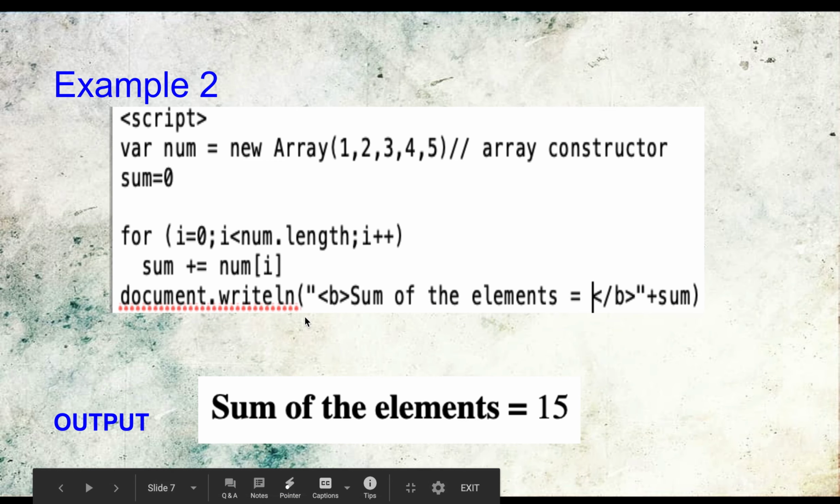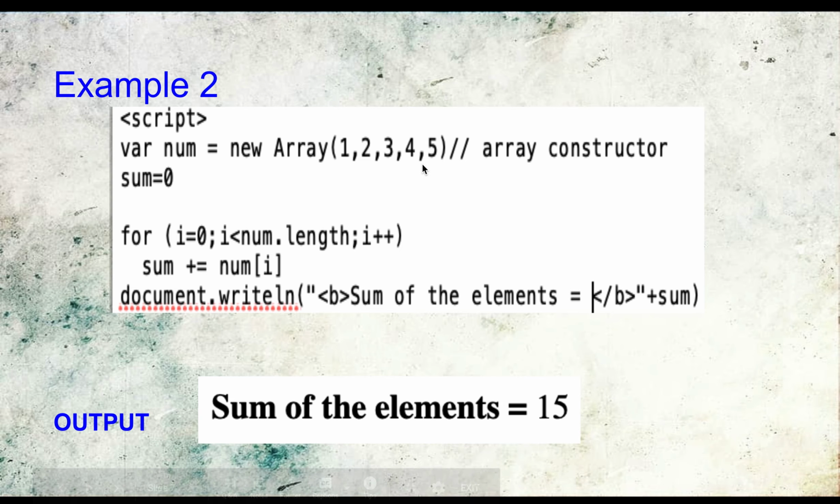And the next example uses numbers, that is here it is not an empty array constructor. Inside the constructor itself I specify the elements and find the sum of the elements in the array using a sum variable. Sum is equal to sum plus num of I. Okay, num is the array name here, and I is the subscript that is used, or index that is used to access the elements.